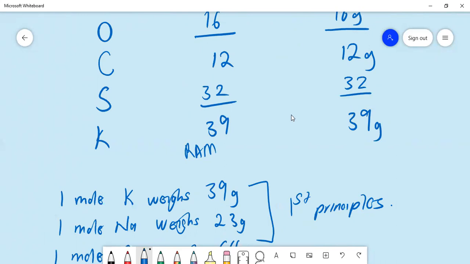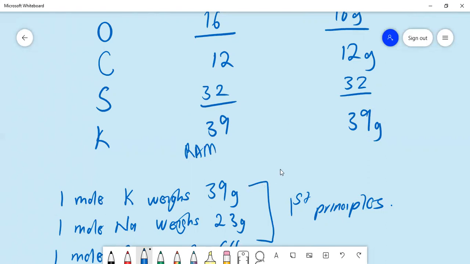Now we shall say 1 mole of potassium, we always weigh 39 grams. Those ones we say they are first principles, the way we state them. We use what we call statements. Then you say 1 mole of sodium weighs 23 grams.